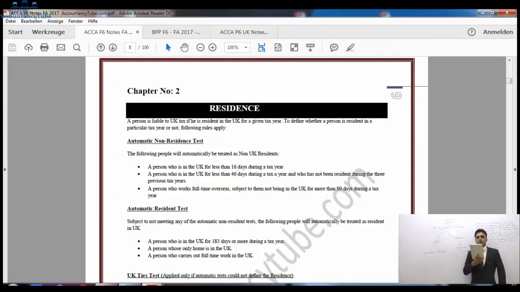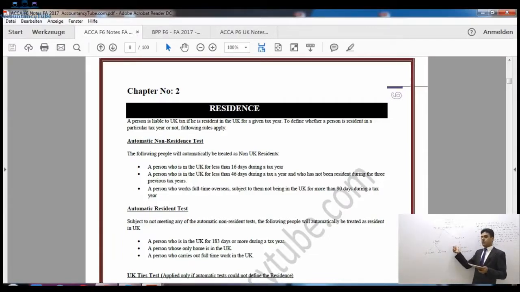A person who is in the UK for less than 16 days during a tax year. So if you spend less than 16 days in a tax year, it doesn't matter if you have previously been UK resident or not, you will be considered non-resident in the current tax year. Regardless of whether you were UK resident in the previous tax years or not, if you have spent 16 days or less in the current tax year, then you will be considered non-resident automatically. When you are considered non-resident automatically, you do not need to go to the manual tests.